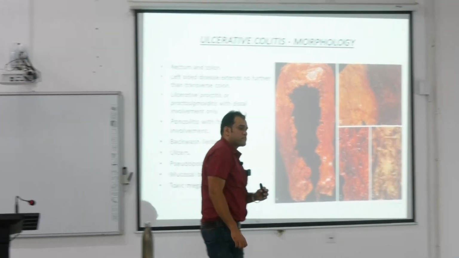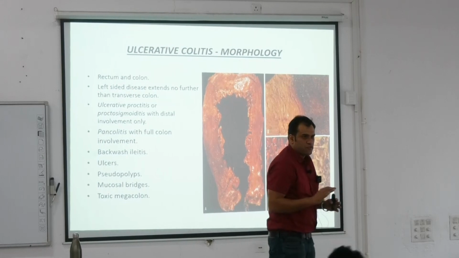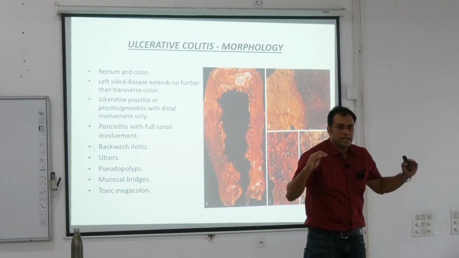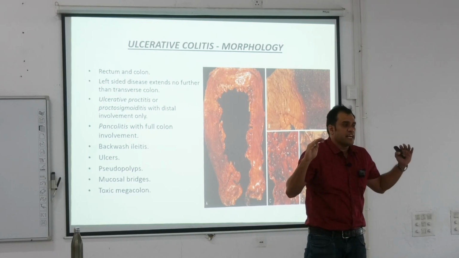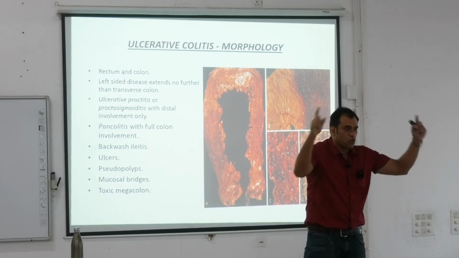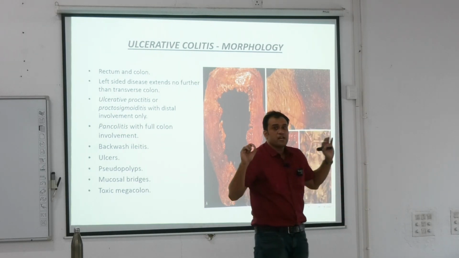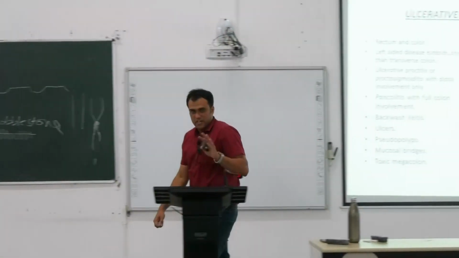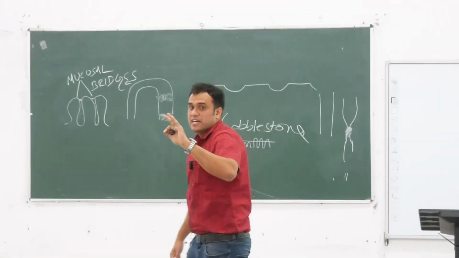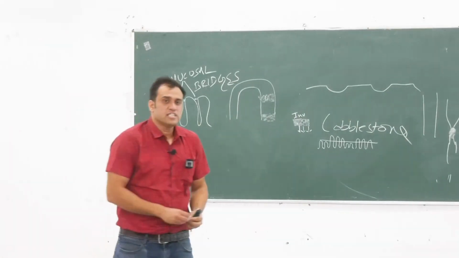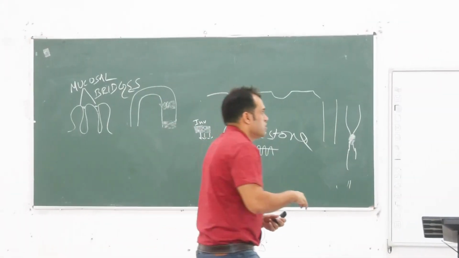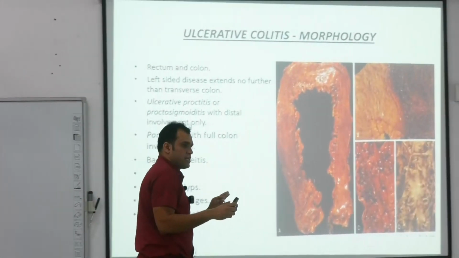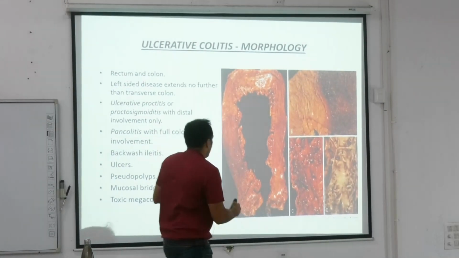Sometimes, if it is a severe ulcerative colitis, the inflammatory infiltrate can destroy the neuromuscular bundle of the muscularis propria, giving rise to what is known as toxic dilation of the colon, toxic megacolon. Toxic megacolon. Have you heard of a disease called Crohn? Okay, so this is toxic megacolon. The inflammatory infiltrate will destroy the neuromuscular bundle, giving rise to what is known as a toxic megacolon.